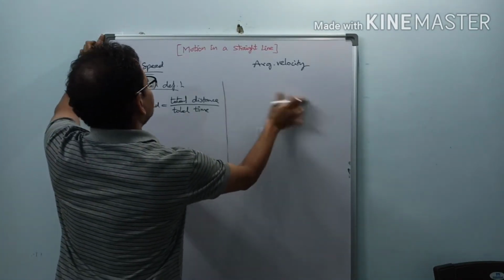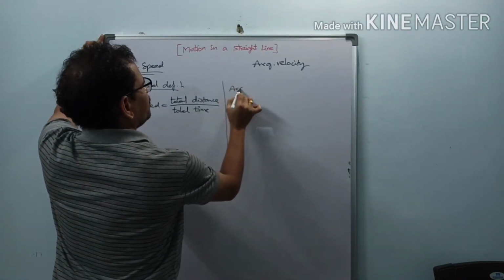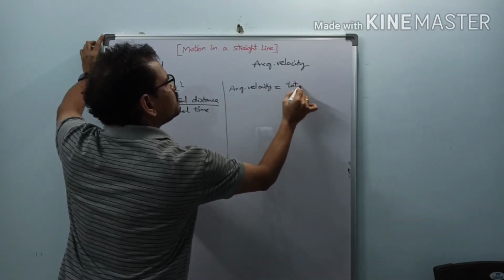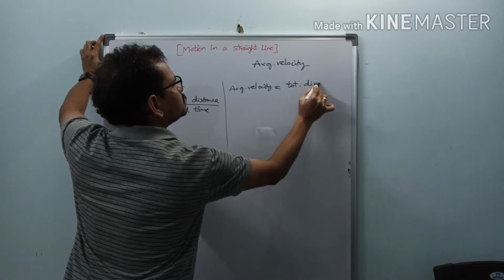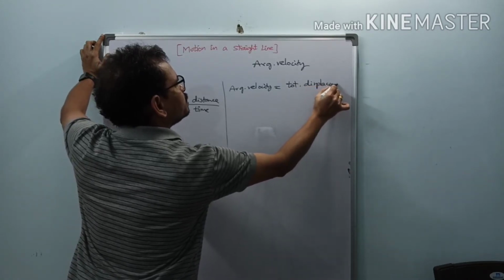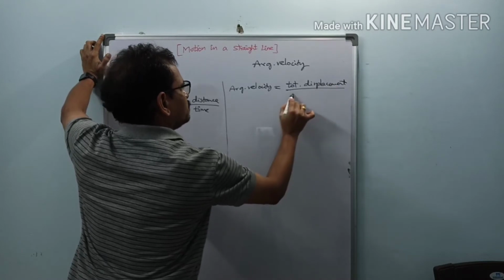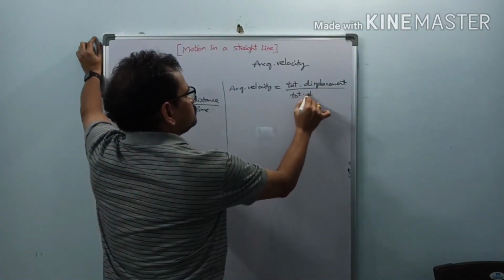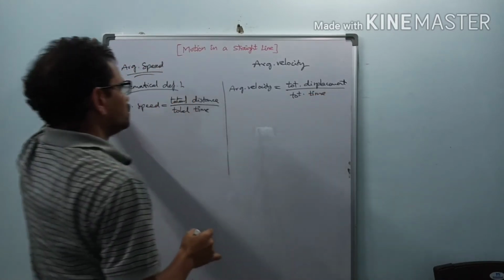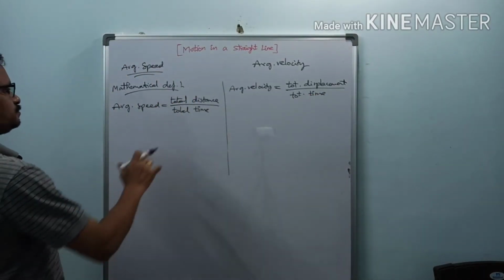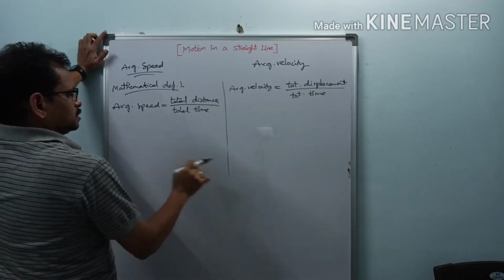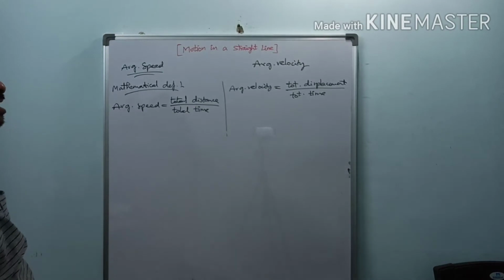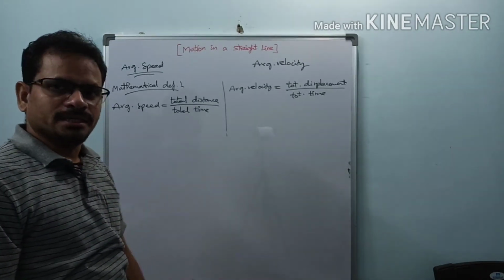And here average velocity is defined as average velocity equal to total displacement by total time. Total displacement by total time. So we know what is the conceptual definition and we know what is the mathematical definition here.